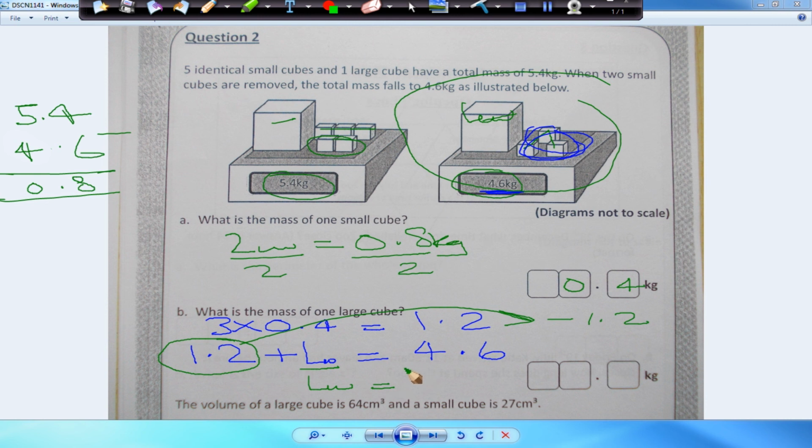Can we do it mentally? What do we get? 3.3. No, Muniba. 3.4. Okay, let's write 3.4 here, even though they're giving you extra spaces. The answer is only 3.4 kilograms. Here's the answer. Okay, that's lovely. That's done. You got this particular question right. Wow. Okay, let's move on.